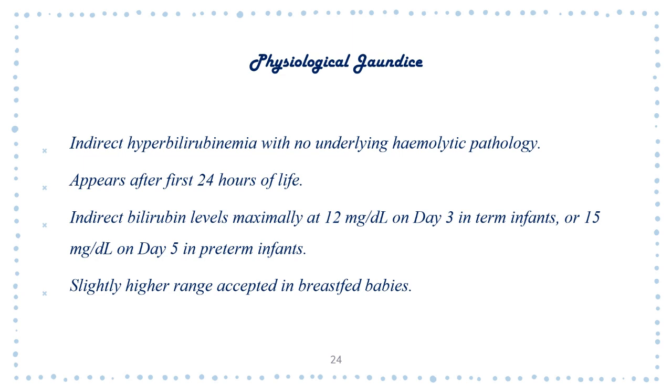Indirect bilirubin will usually reach a maximum level of 12 on day 3 of term infants, or 15 on day 5 of preterm infants. You don't need to memorize this number, but you can expect that generally within the first week of life the bilirubin peaks and then it will come down in physiological jaundice. And if the baby is breastfed, the peak of the bilirubin can be slightly higher for reasons that we will discuss in the coming slides.